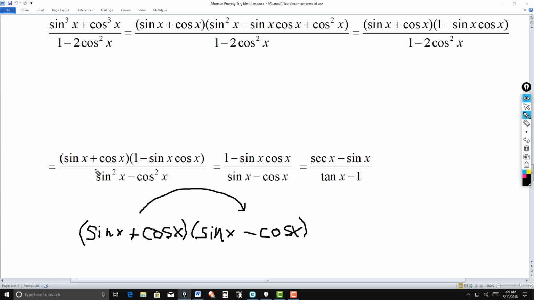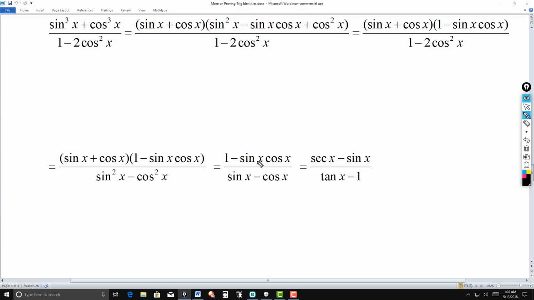Okay, so now this is just like algebra. I have one factor in the denominator and the same factor in the numerator, so I can just say this one right here is going to divide out with this one right here. So in the denominator, I'm just going to have sine of x minus cosine of x, and on top, I'm going to add 1 minus sine of x, cosine of x. That's how I get to that step right there. Okay, so let's clear this. Now from here, I want to get to this.